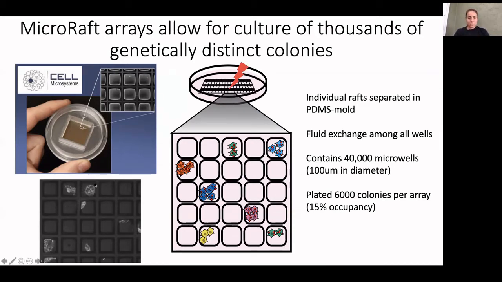So the PDMS itself is not, cells can't grow on it. It's not conducive to cellular growth, but the individual microrafts are just like a cell culture dish. So when a cell sits down on there, it'll attach to the microraft and it'll grow and expand and form a nice colony on the array. And now if you let them overgrow, the cells will grow into neighboring wells and it'll go crazy, but this is about after 3 or 4 days of culture in lab.